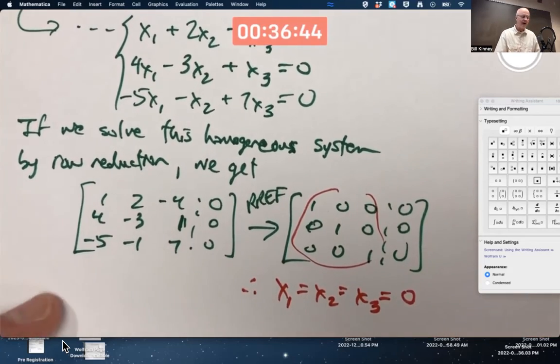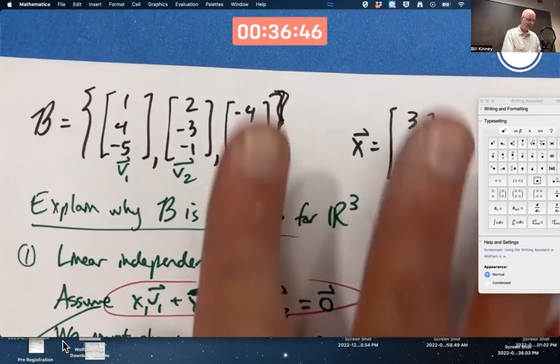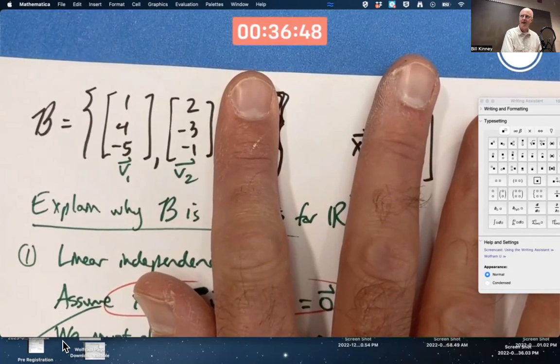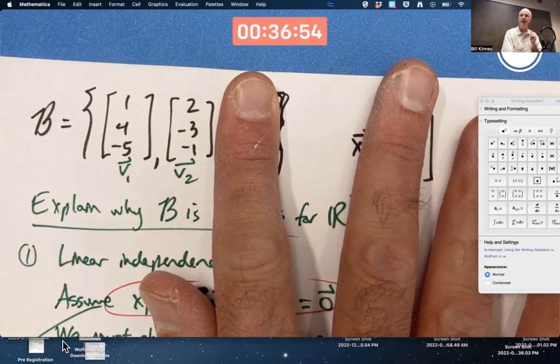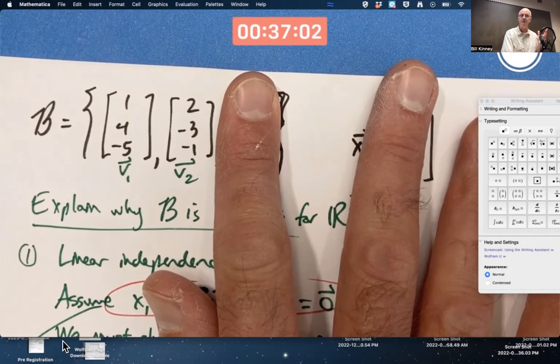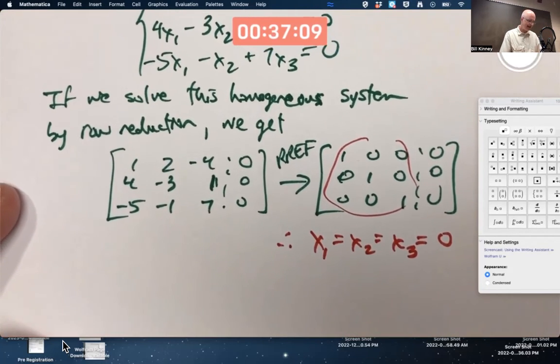Although if we just had 2 vectors instead of 3, we wouldn't get the identity matrix, but we would get a matrix under row reduction that still has a pivot in every column. So the corresponding homogeneous system would still have no free variables. And the x's would still be 0. What about spanning?